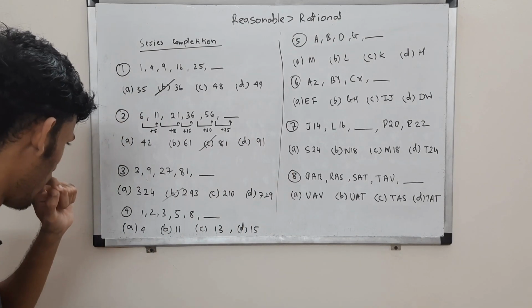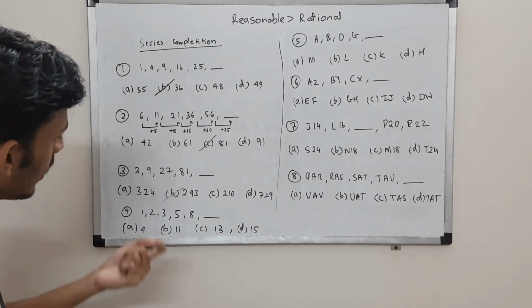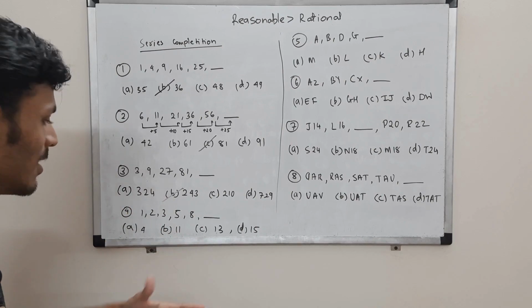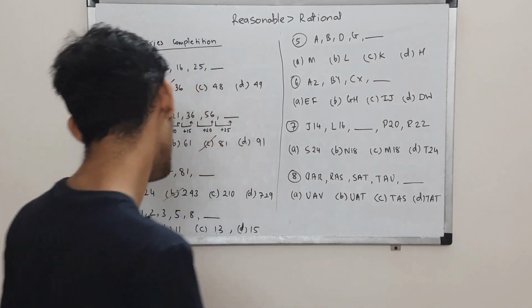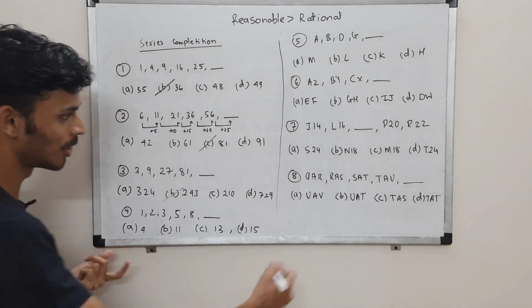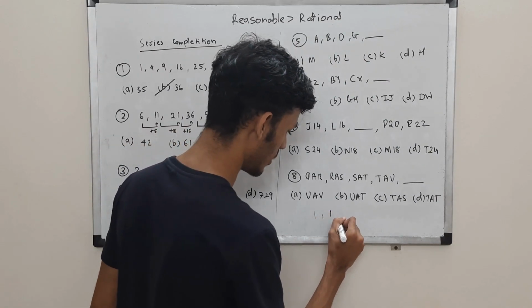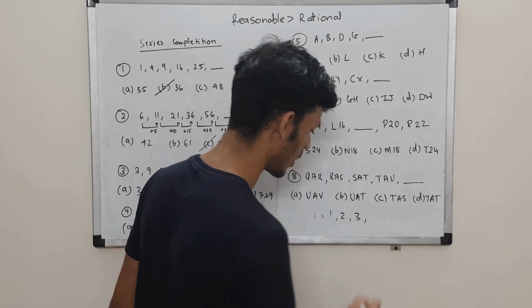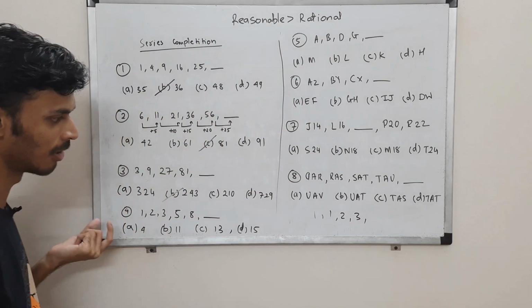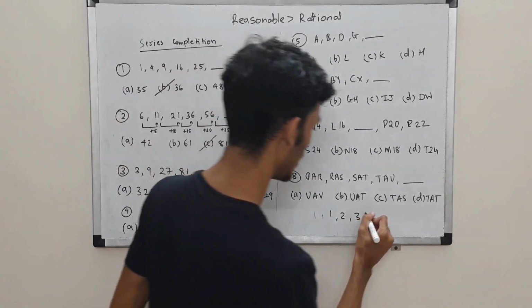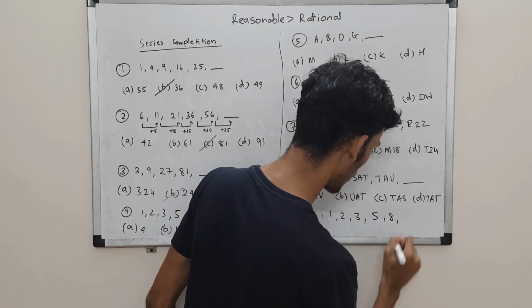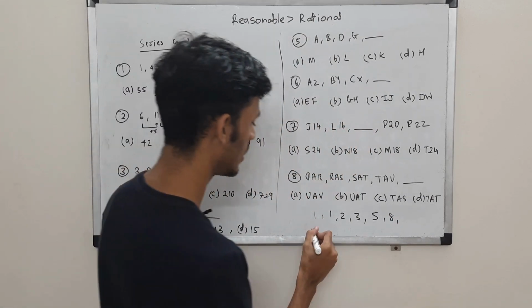Let's come to this one: 1, 2, 3, 5, 8. This is something subtle, right? Actually, it's Fibonacci. I hope you know that sequence. It's a pretty famous sequence. It's just without the beginning one. Anyways, I'll tell you about the sequence.